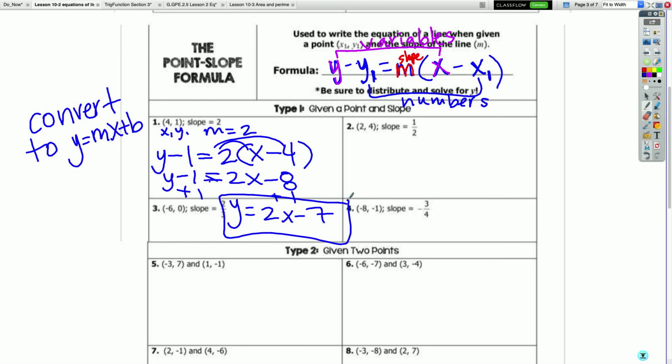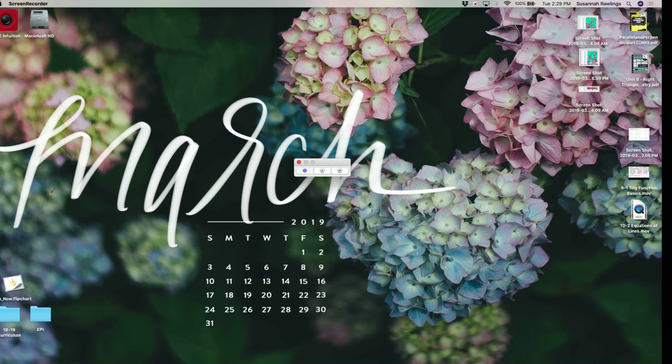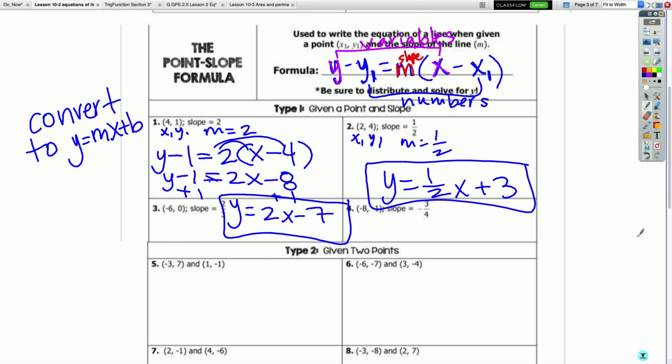What is my slope here? 1/2. And here's my x1, y1. When I distribute that 1/2, what is that the same thing as doing? Divide it by 2, or take half of something. So I'll pause and let you guys do that one. Okay, so you got y equals 1/2 x plus 3 there, which most of us did.